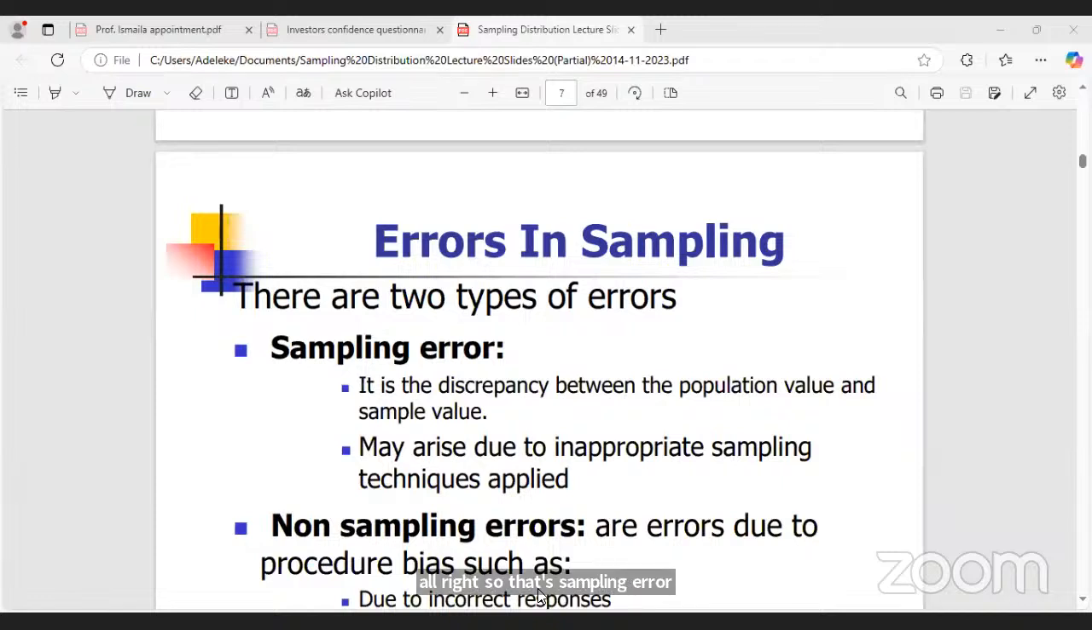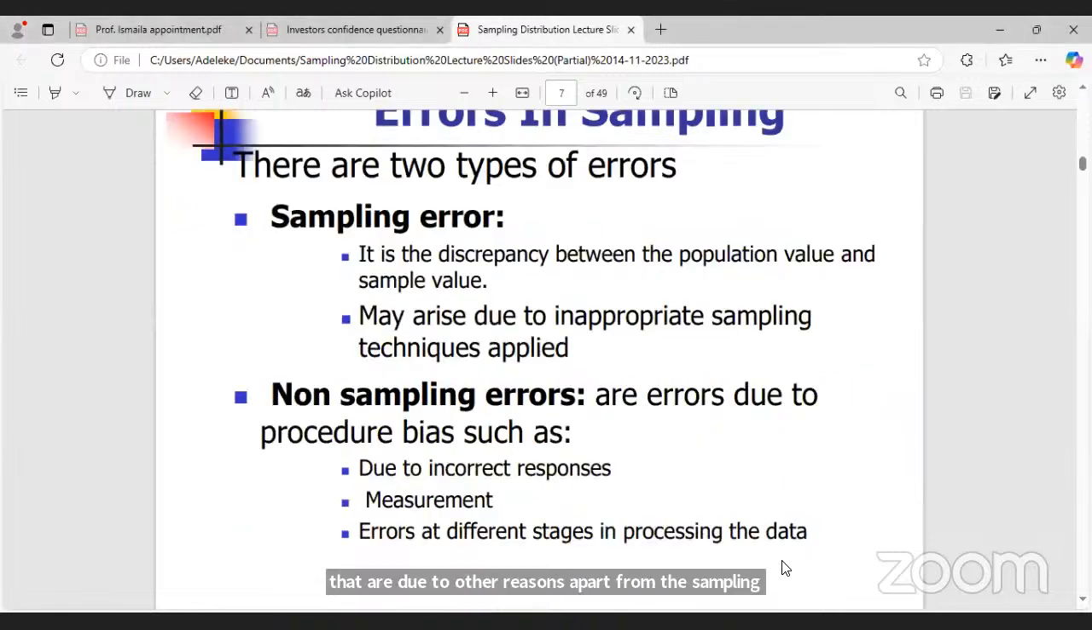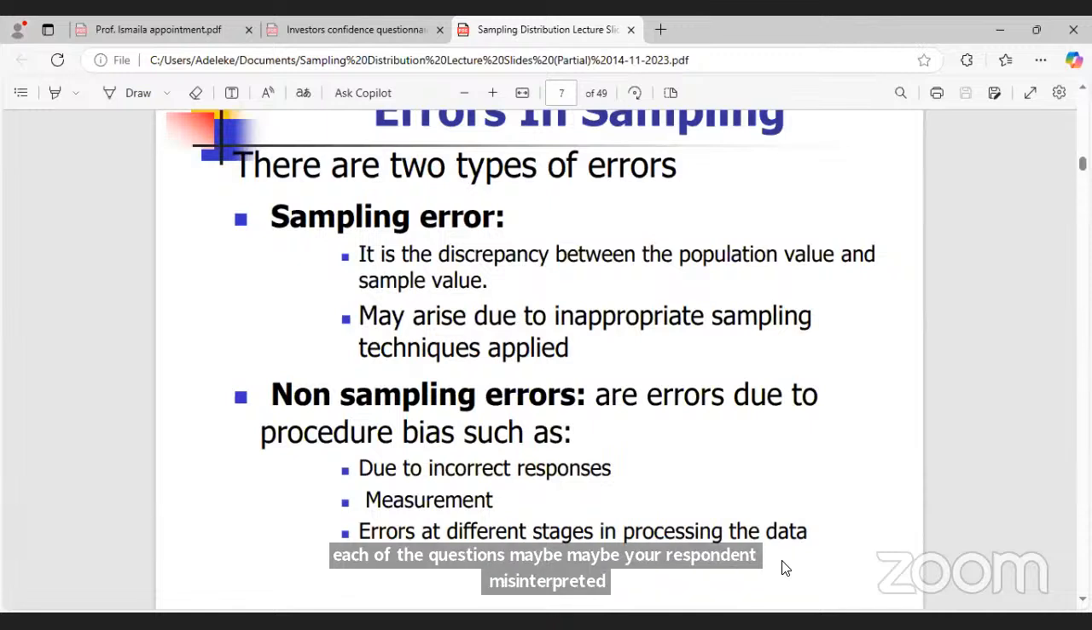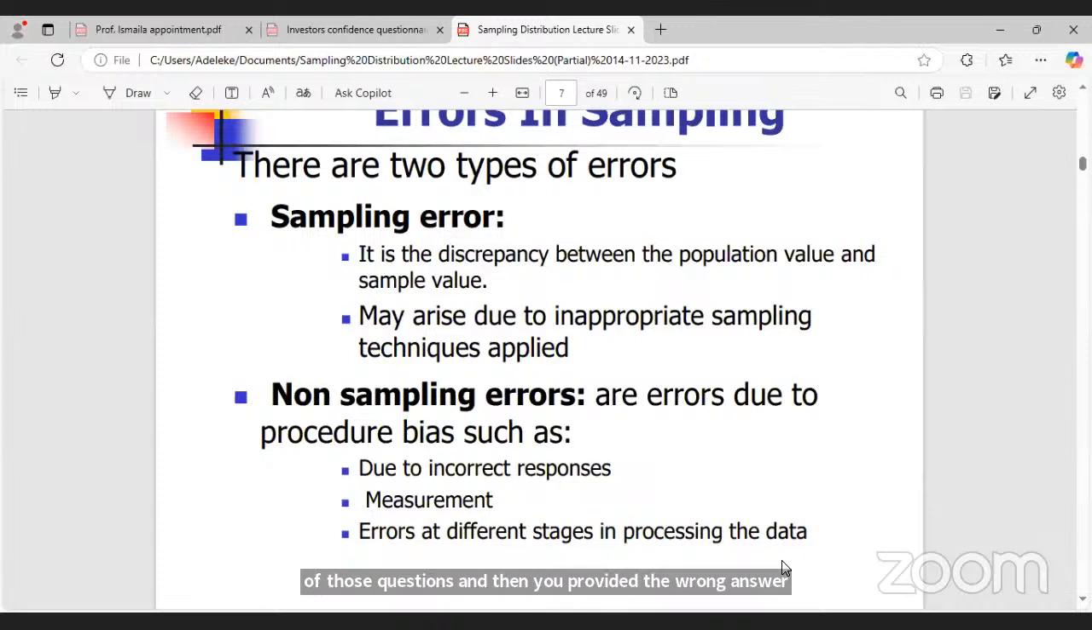Then the other error, which is the non-sampling error, is errors that are due to other reasons apart from the sampling technique that you have chosen. It could be that the measuring tool that you used is faulty. It could be that your respondent misinterpreted some of the questions and then provided wrong answers. That's not sampling error because it's not a result of the sampling technique, but a result of some technical issues outside the sampling technique.